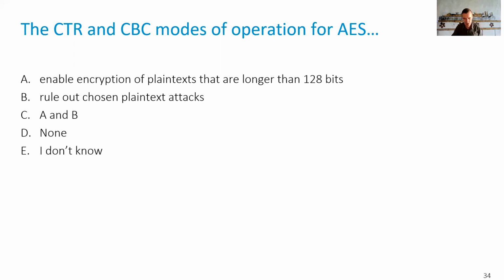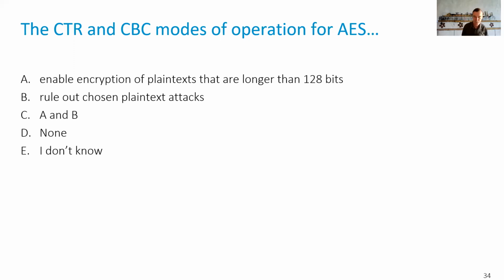The majority says B, which is true, but A is also true. So the correct answer is C. The CTR and CBC modes of operation of AES, if you remember, are a mechanism where we add a nonce, which means a number that is different for every block, because AES builds encryption on blocks of 128 bits. So by chaining or using the counter mode, we are able to encrypt messages that are longer than 128 bits.